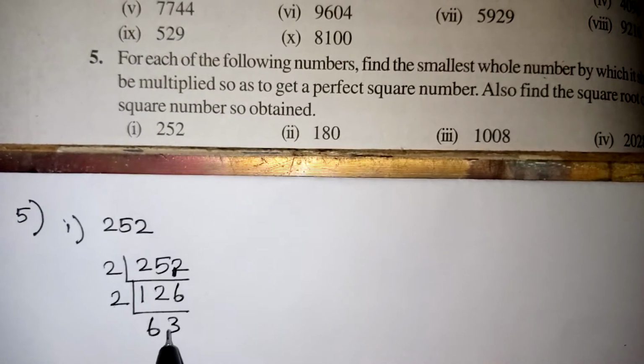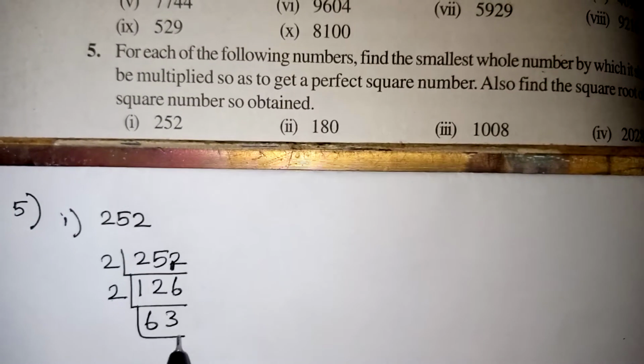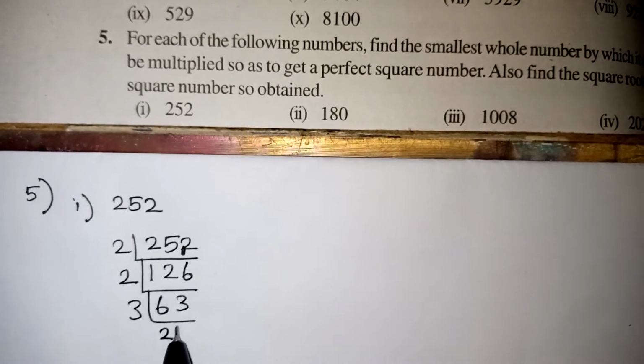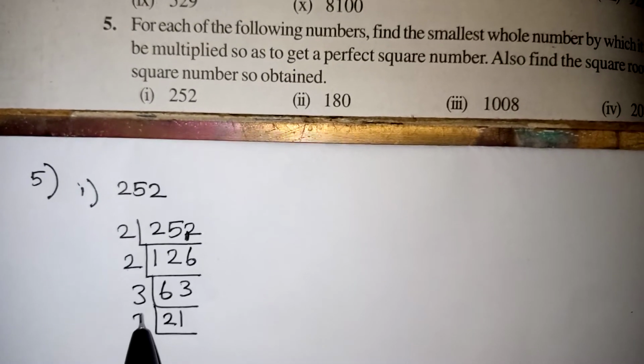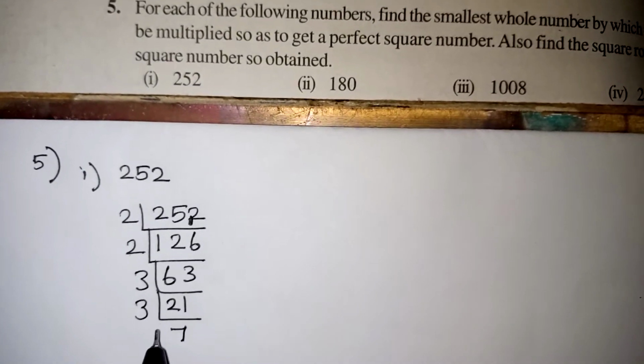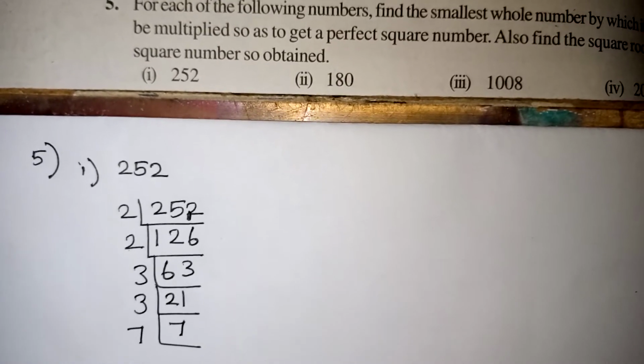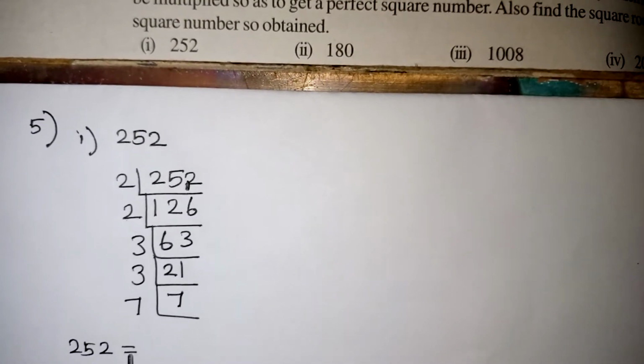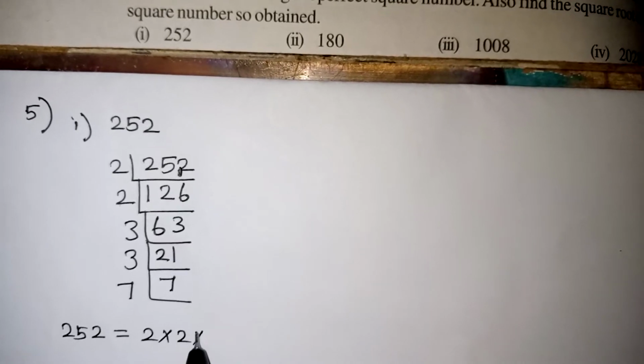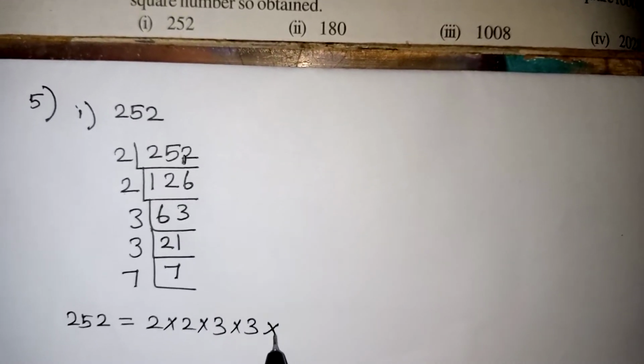2 3s are 6. 63 will come in the 3 table. 3 2s are 6, 3 1s are 3. Again 21 will come in the 3 table. 3 7s are 21. So 7. Now 252 can be written as 2 into 2 into 3 into 3 into 7.